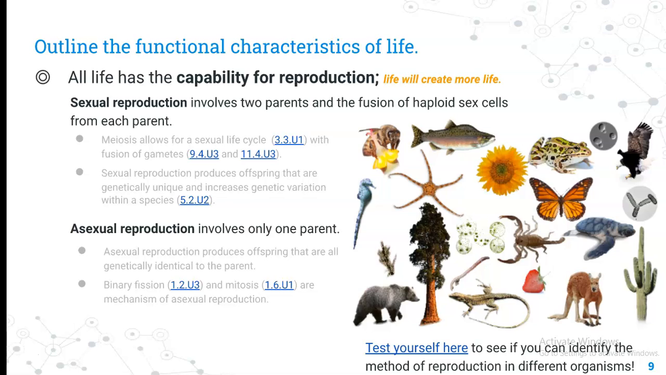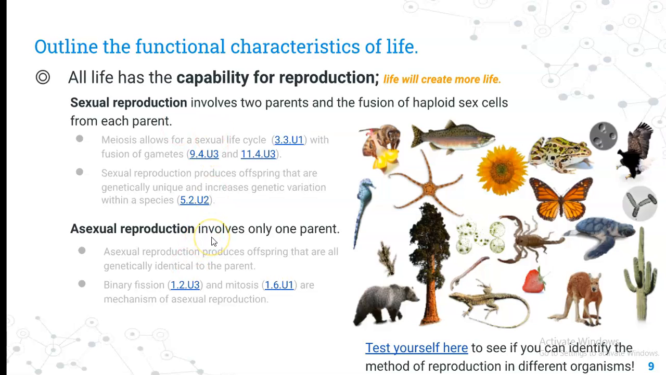Sexual reproduction involves two parents and two different sex cells from each parent. Meiosis allows for a sexual life cycle with the fusion of gametes, gametes being sperm or egg. And sexual reproduction is beneficial in that it produces offspring that are genetically unique. It helps increase the genetic variation within a species. Of course, there are downsides to sexual reproduction. It requires time to woo a mate, to raise your offspring.